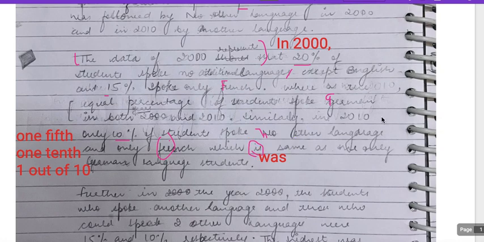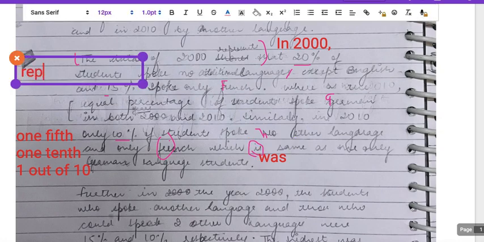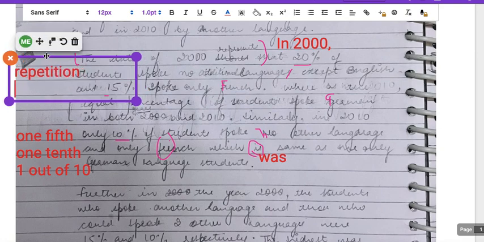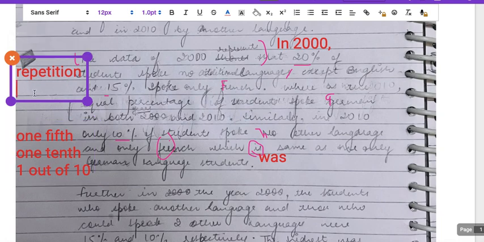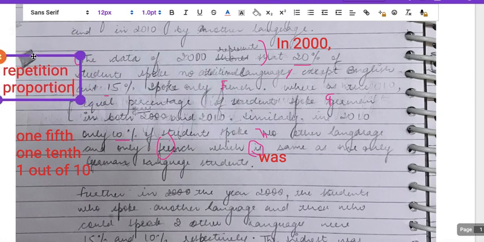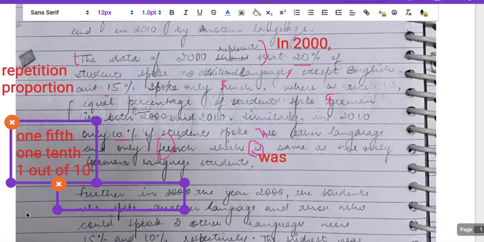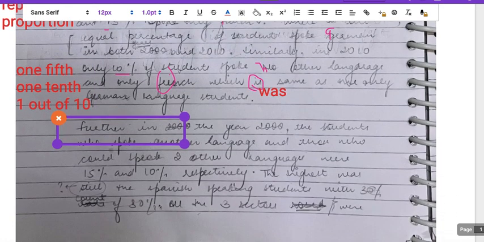You have done the comparison correctly, but what is the problem? Repetition of words. One is the word "percentage"; instead of percentage you can say proportion, right? And you can use these words to say something else.